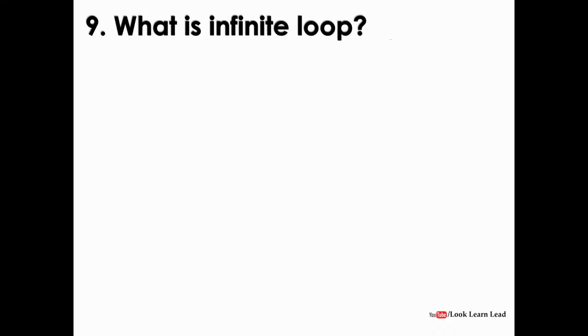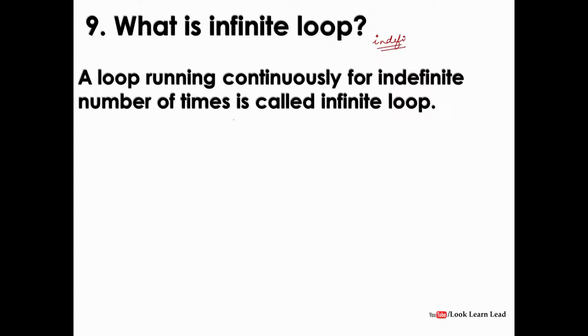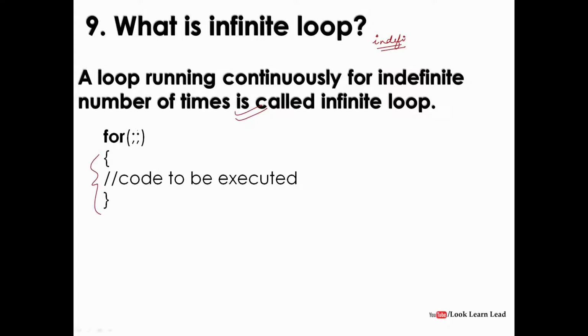What is an infinite loop? An infinite loop is a loop which runs indefinite times, so we don't have any condition over here. Let's see an example. A loop running continuously for an indefinite number of times is known as an infinite loop. Let's see an example for a for loop. This loop would be running infinite times because we don't have a terminator, we don't have a condition, we don't have a control variable for this loop.